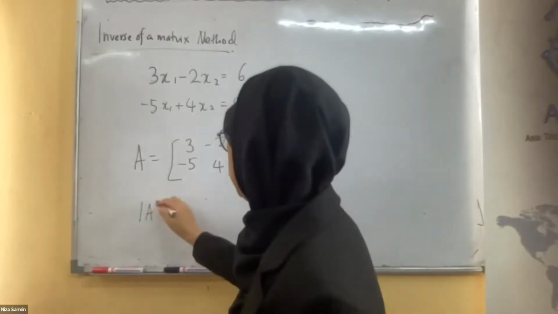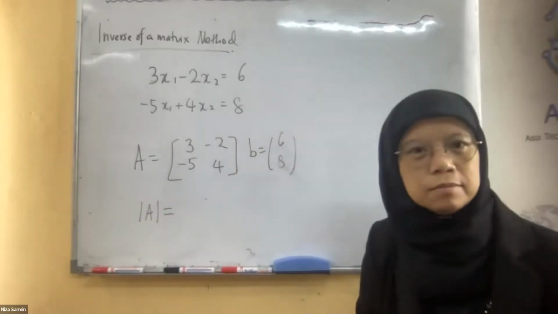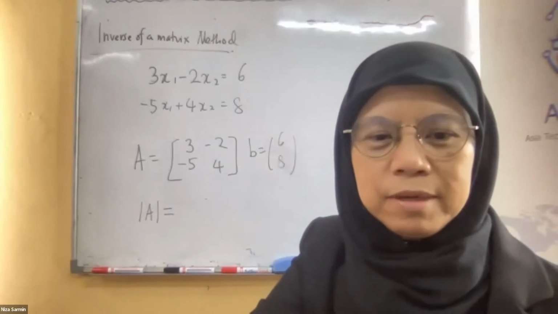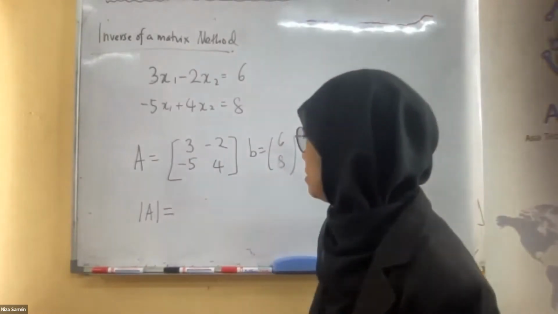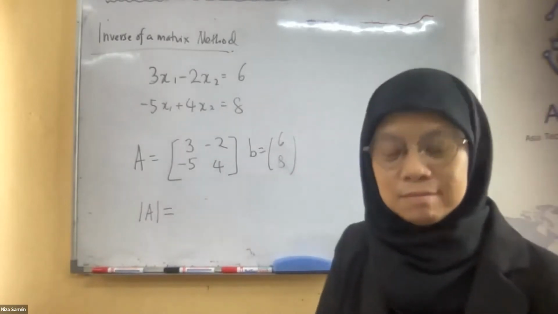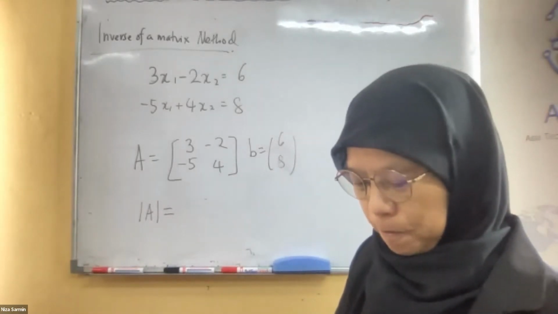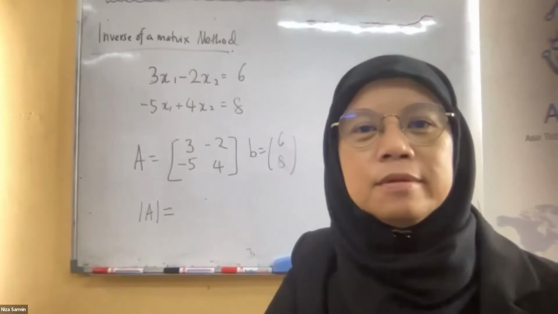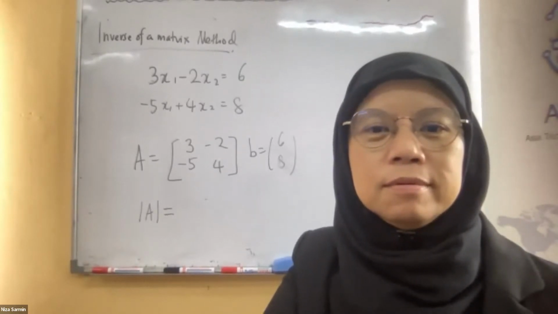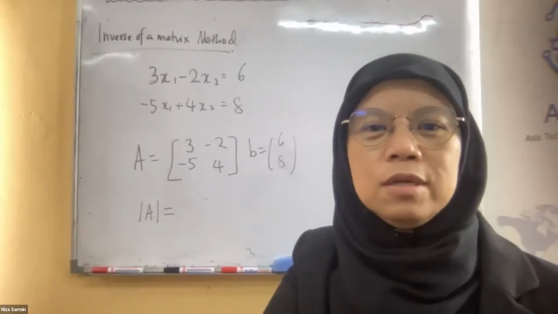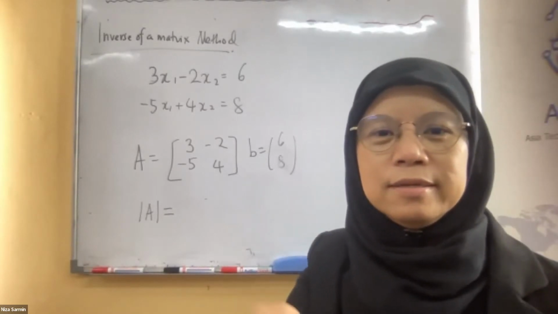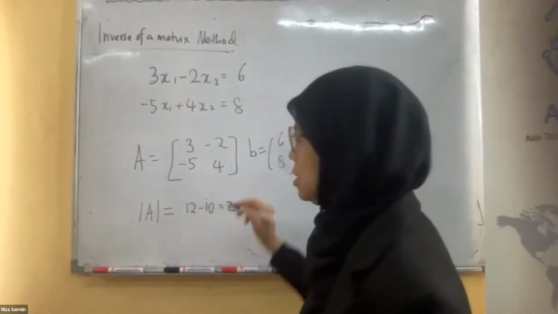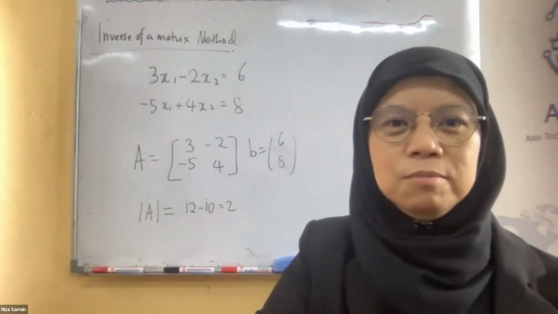What is the determinant of A? Answer. Huh? 22? Daniel, you want to go too fast, so you got 22. Okay, you can't use a calculator for this. 12 minus 10, which is 2. Even this you want to use a calculator.